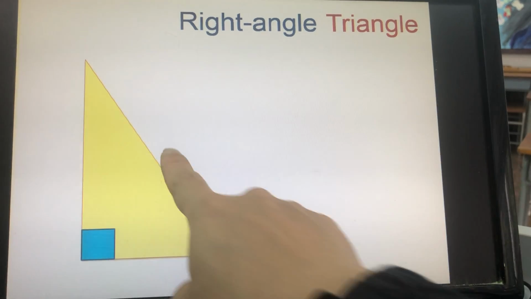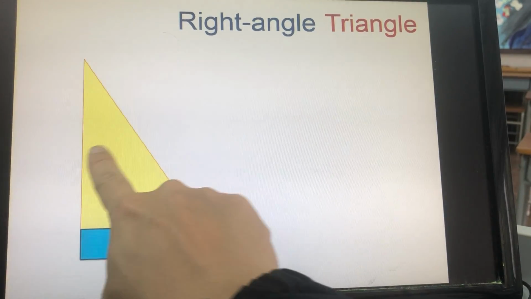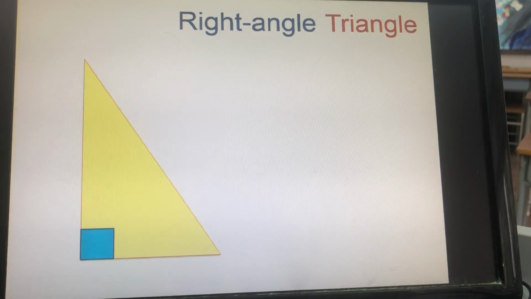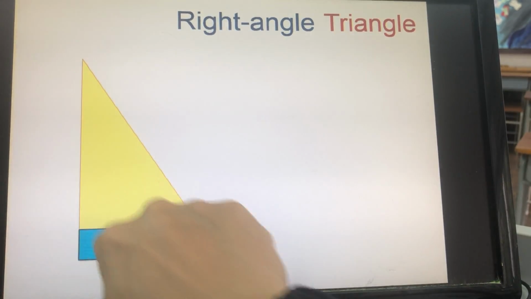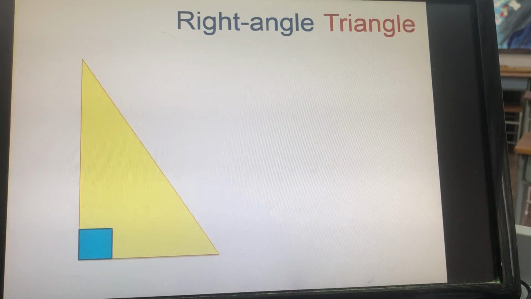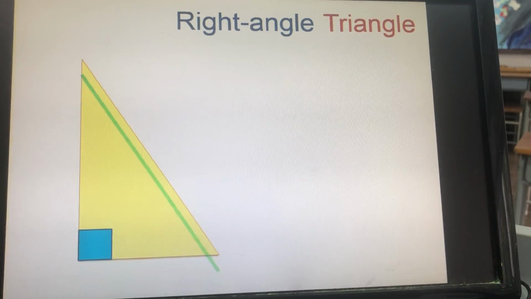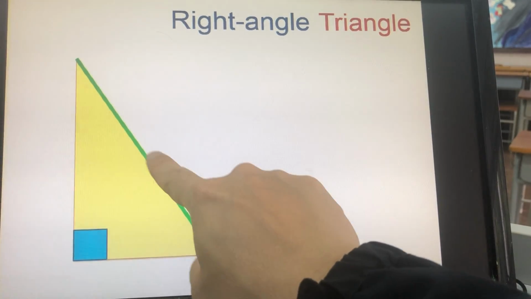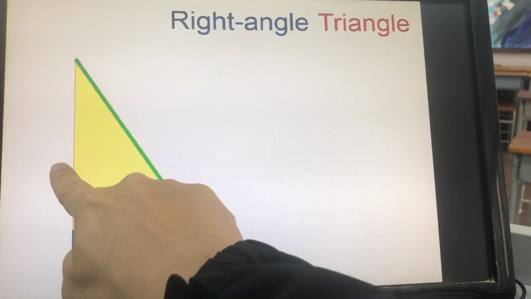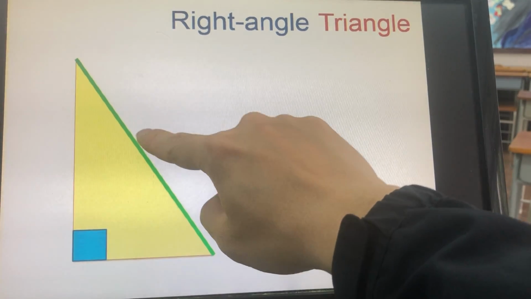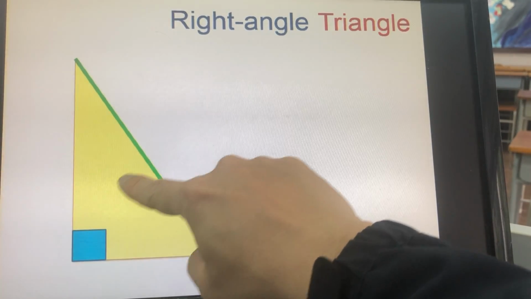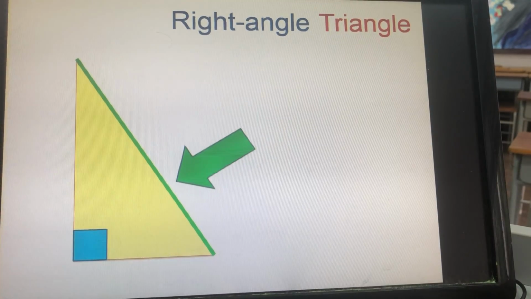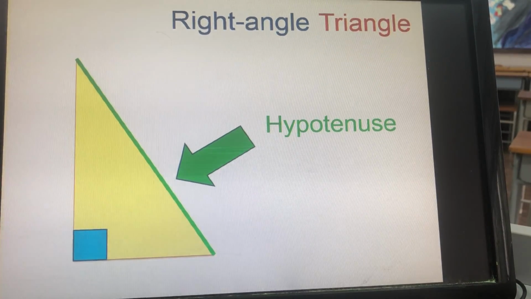Now, you see that there are three sides: 1, 2, 3, right? One of them is the longest one. Which one is the longest one? Yes, you're right. This one is always the longest one, longer than this and also longer than that. This one is opposite the right angle, and we call this the hypotenuse.